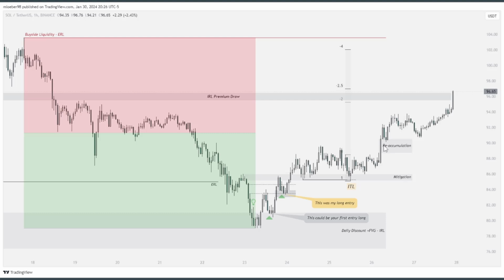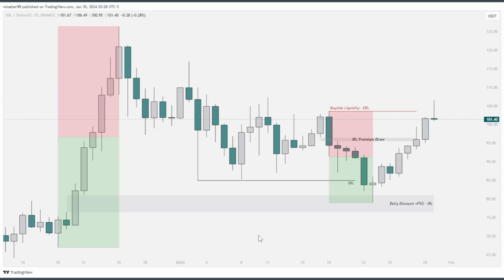And you could see from this point on, we just had smooth delivery to the 2 to 2.5 standard deviation point, the daily internal range liquidity pool draw that we had in premium of that daily dealing range. And like I was saying earlier, you can clearly see, even though we reached that internal range liquidity pool that was resting in premium, that was our low-hanging fruit objective point. So I closed my full position here.